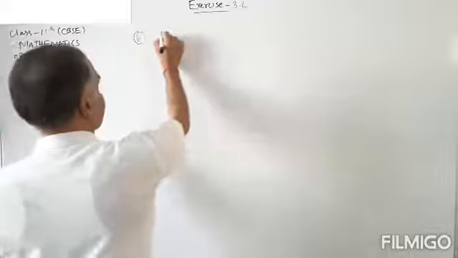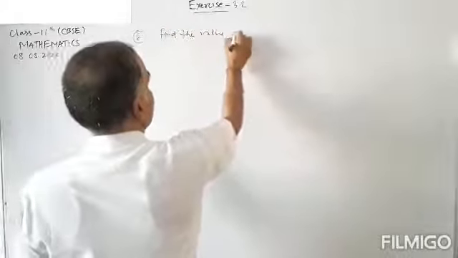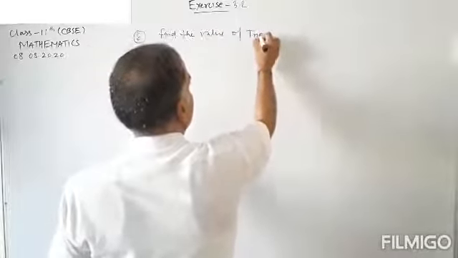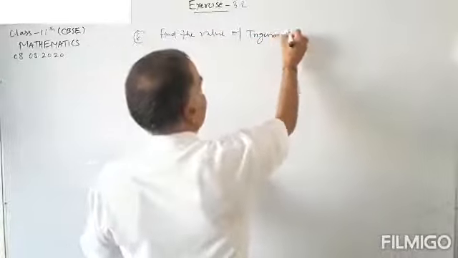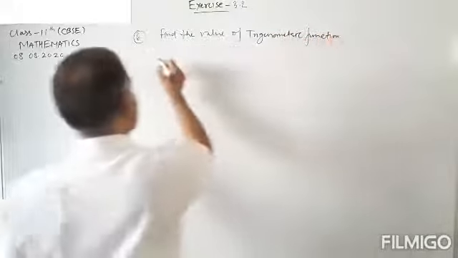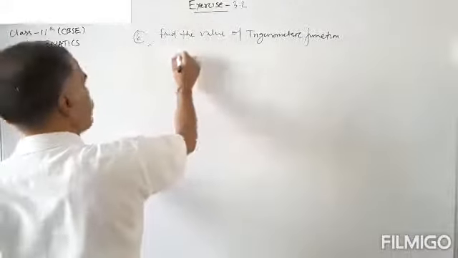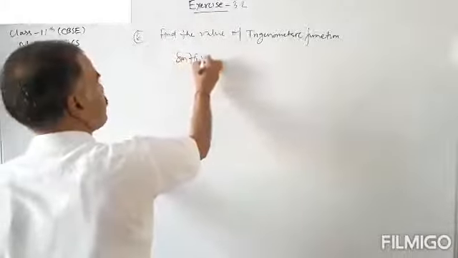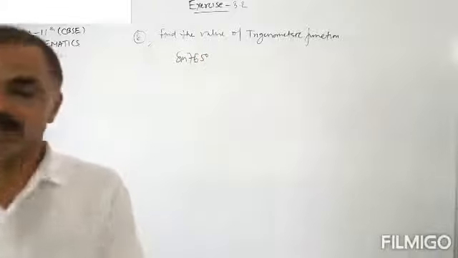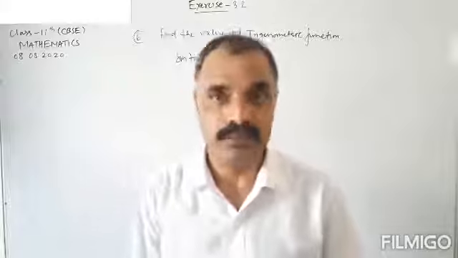Find the value of trigonometric function. First one, the sixth one, is sin 765 degree. Sin 765 degree. Okay. What is the value of sin 765 degree?